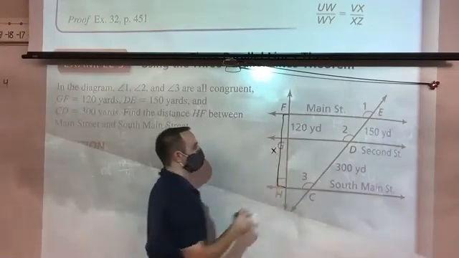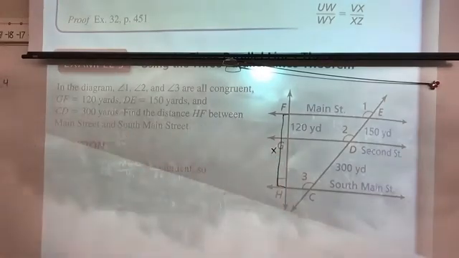Well, what if I didn't want to do that first? How could I solve for X here, the whole entire FH? What proportion can I set up to solve for FH right away? Talk to somebody about it. How can we set up a proportion to solve for FH right away?